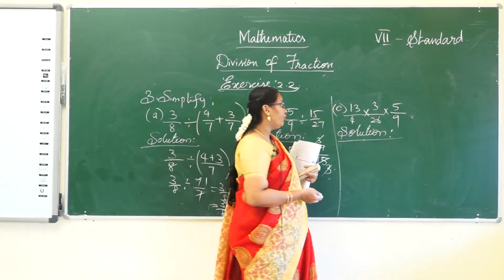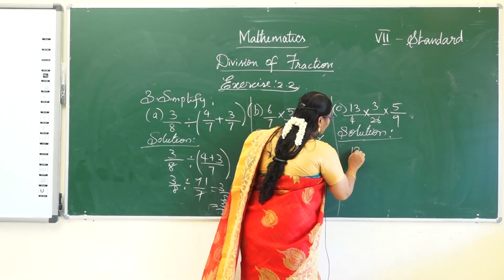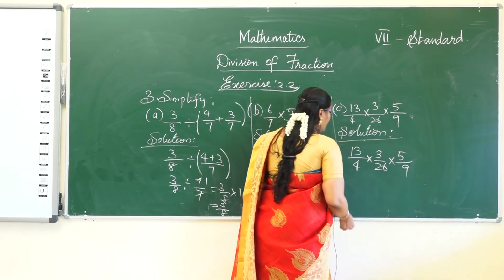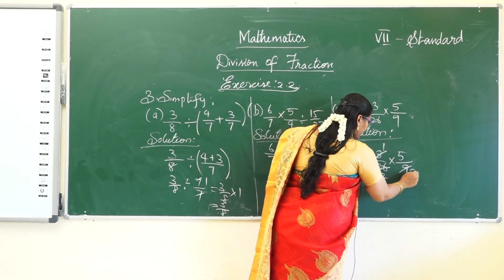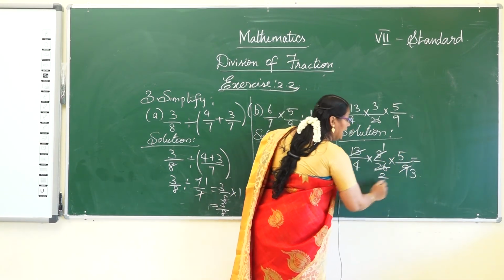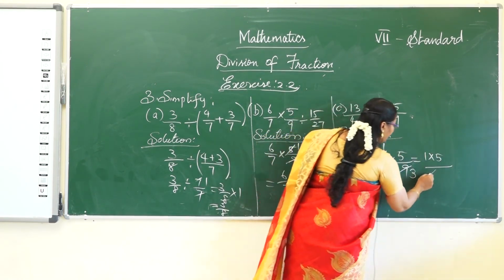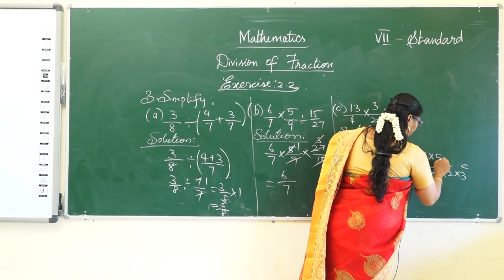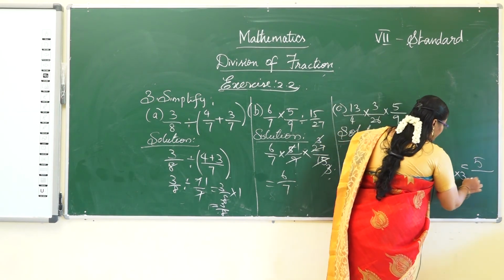The problem 13 by 4 into 3 by 26 into 5 by 9. All the values are in multiplication. So 13 by 4 into 3 by 26 into 5 by 9. 13 2s are 26. 3 1s are 3, 3 3s are 9. Now multiply the product of the numerators divided by the product of the denominators. So what is the value? 1 into 5 and 4 into 2 into 3. 1 5 is 5, 4 2s are 8, 8 3s are 24.